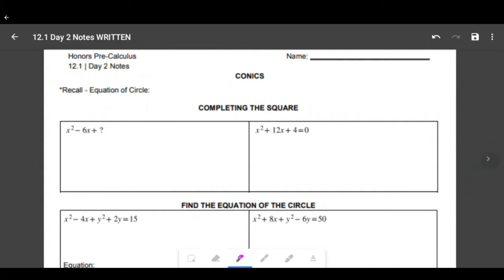If you recall the equation of a circle that we reviewed yesterday, we have (x minus h) squared plus (y minus k) squared equals r squared. Again, that occurs when the center is located at (h, k) and your radius is equal to r. All right, so we're going to take a look at completing the square because we're going to need that in order to do the next part for today.